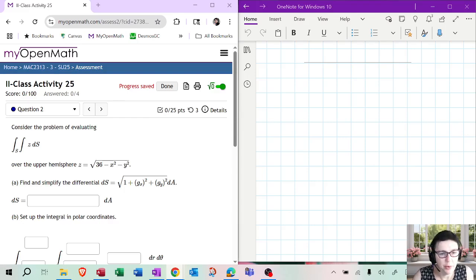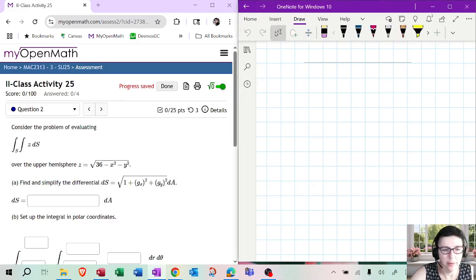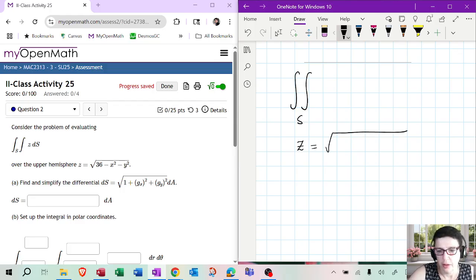Hello everyone. In this question, we are going to evaluate a surface integral. So we've got an integral over a certain surface. In this case, it's an upper hemisphere, which is like the top part of the sphere. So the equation of it is z equals the square root of 36 minus x squared minus y squared. And we're integrating z dS.